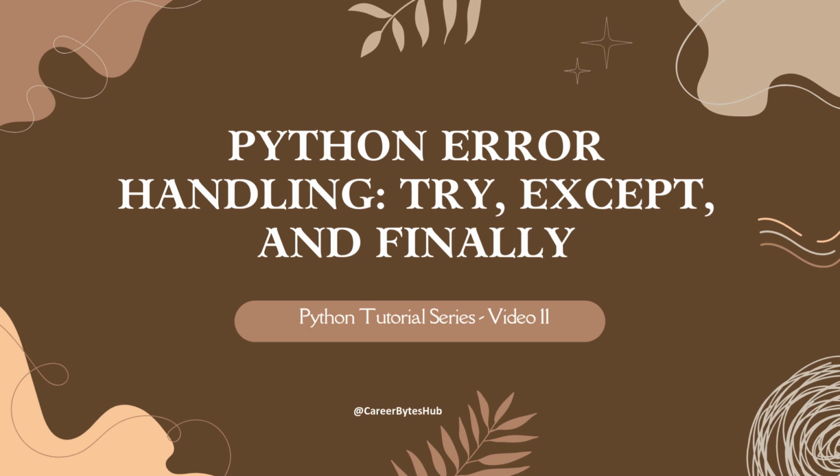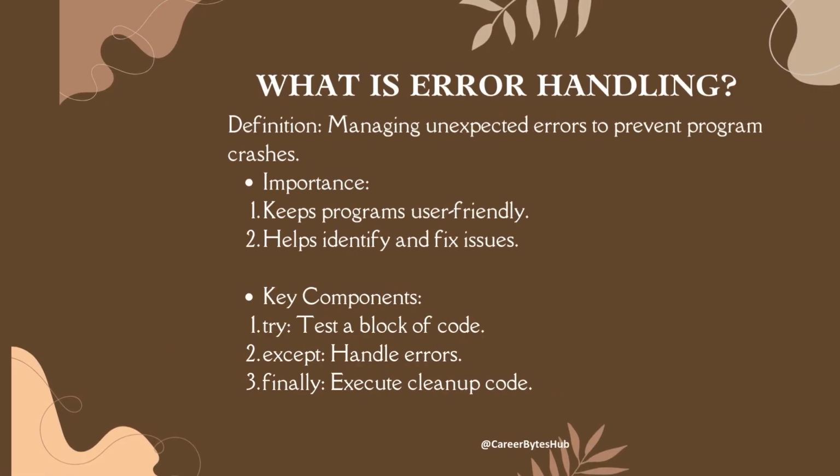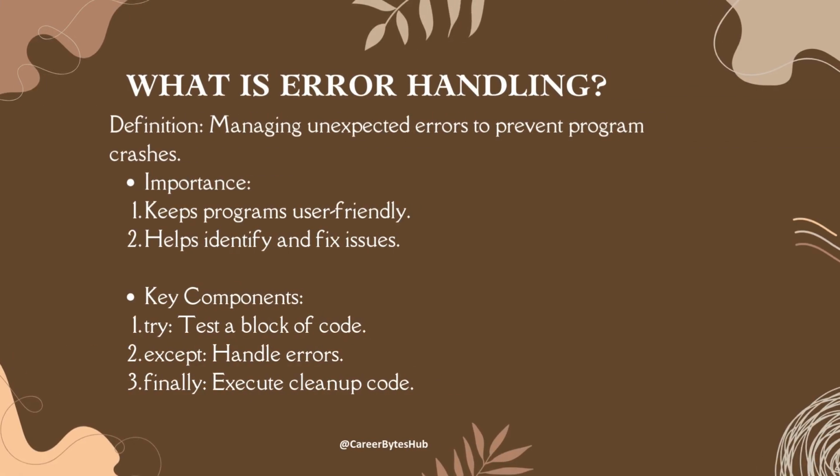Let's get started. As we've learned, programs often interact with files, user inputs, or external systems. Errors can occur, like dividing by zero or accessing a missing file. Without proper error handling, these issues can crash your program. Error handling helps us manage such situations gracefully. Python provides three key components: try for testing code, except for handling errors, and finally for cleanup tasks. Now, let's see how these work.